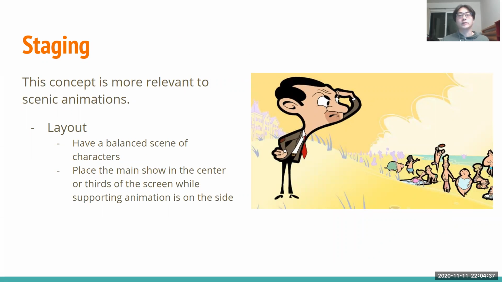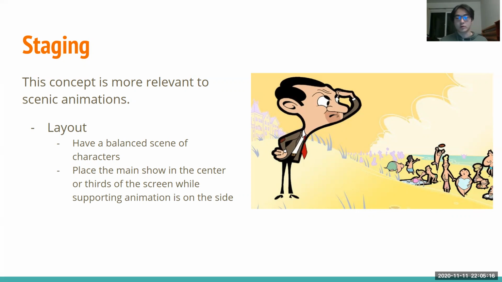Now, the next part is staging. So, staging refers mostly to scenic animations, and this is referring to the layout of your scene. So, it's important to have a balanced scene. For example, we'll take this scene from the TV show Mr. Bean. You can see that the main character, Mr. Bean, is on the left side. He's extremely big and takes up around a third of the space. Now, usually you want the main focus to take up around the thirds of the screen or even in the center. And this way, you sort of have the spotlight focusing on the main object that you want the audience to look at. And this is what they're doing here.